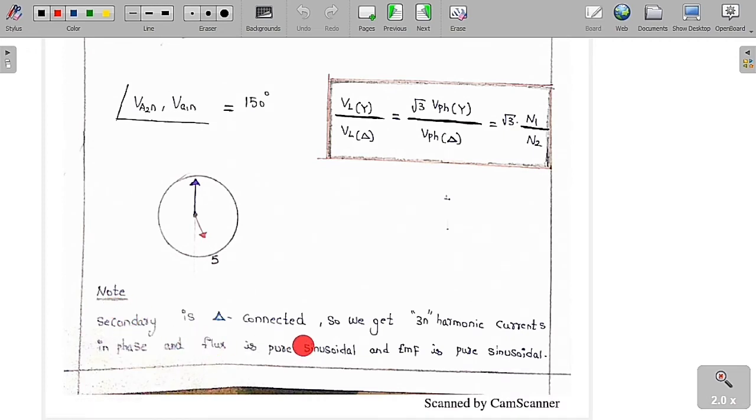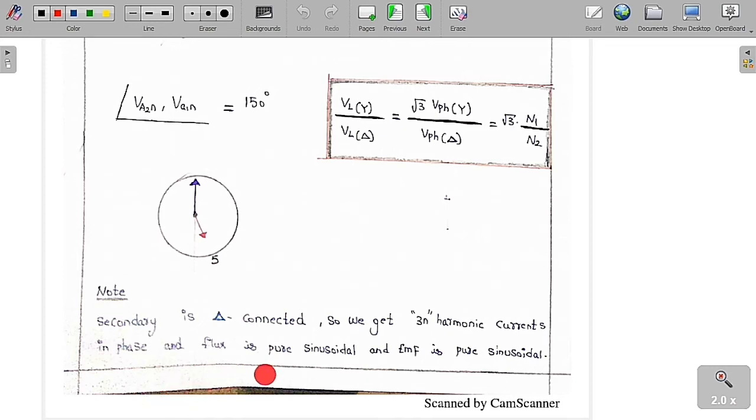Secondary is delta connected, so we get 3rd harmonic currents circulating in the phase. We are going to get 3rd harmonic components in the phase, and the flux is pure sinusoidal and the EMF is pure sinusoidal. What I told you, secondary is basically delta connected, so we are going to get only third harmonic currents in the phase currents, but not the other harmonics. So in the phase currents we have only third harmonics.